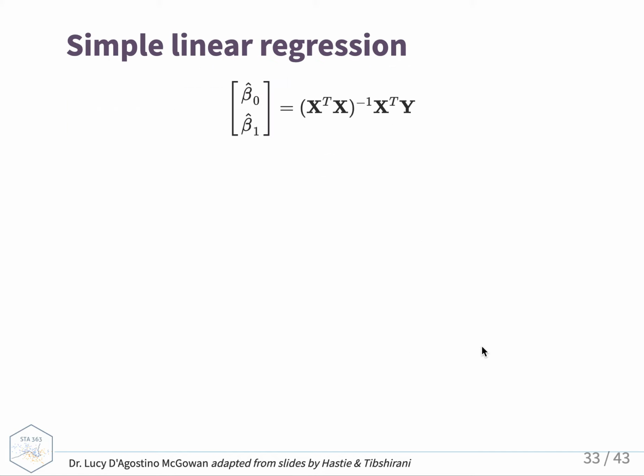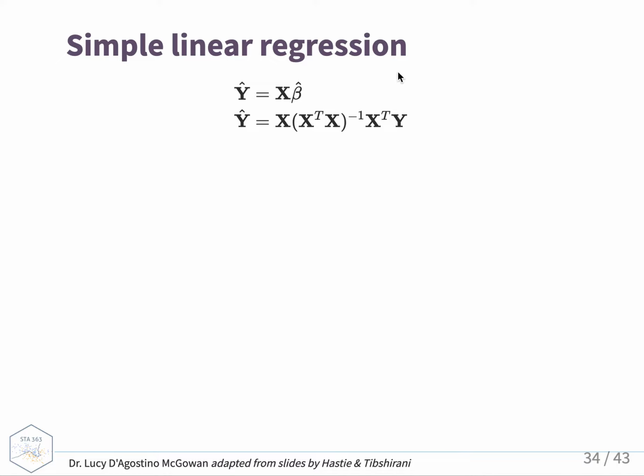Okay, so coming back to simple linear regression, when we're dealing with these we have two beta values, beta 0 and beta 1, and this is equal to x transpose x inverse x transpose y, where again, x here is that design matrix, so the first column is all ones and the second column is our predictor value, and y is our vector of outcomes.